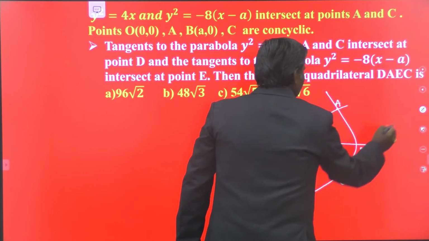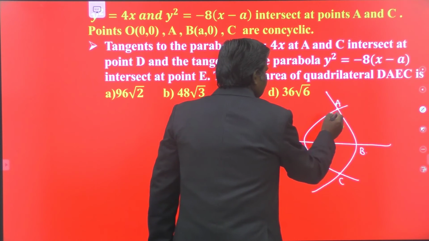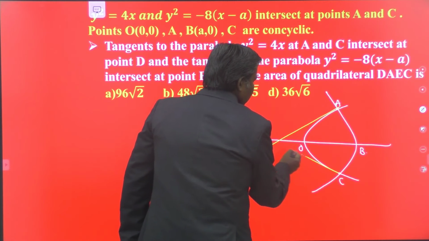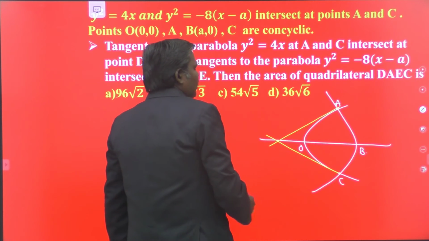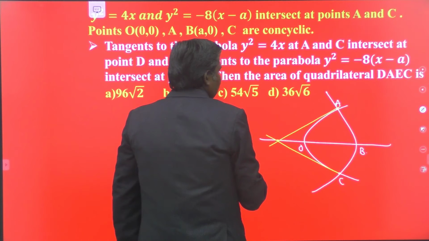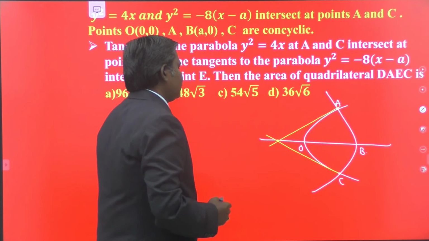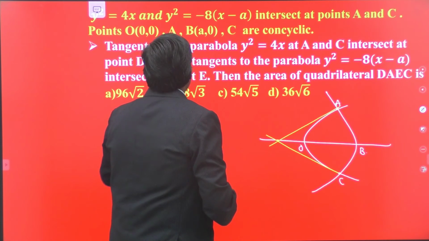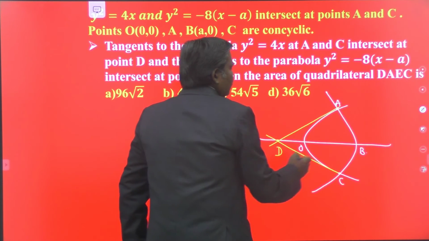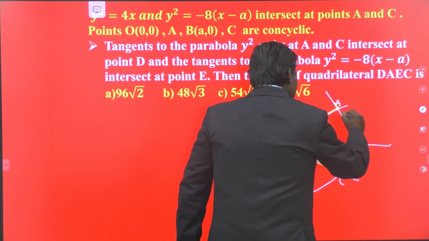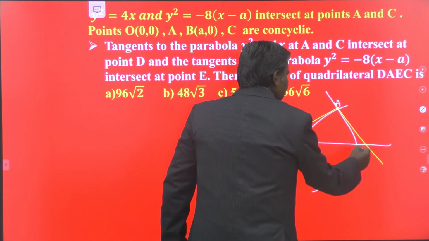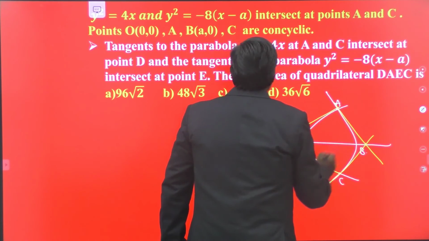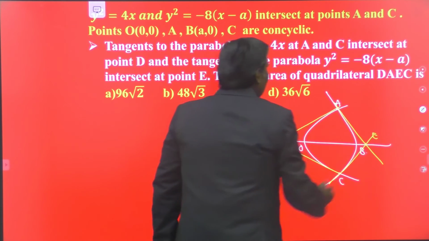Now draw the tangents at A and C to the first parabola. Because the curves are symmetric about the x-axis, their point of intersection must and should be on the x-axis. So this is the point. What is that point? It is given to you, D. This is the point D. And also draw the tangents at A and C to the second curve. They intersect at what? It is given to you, E.